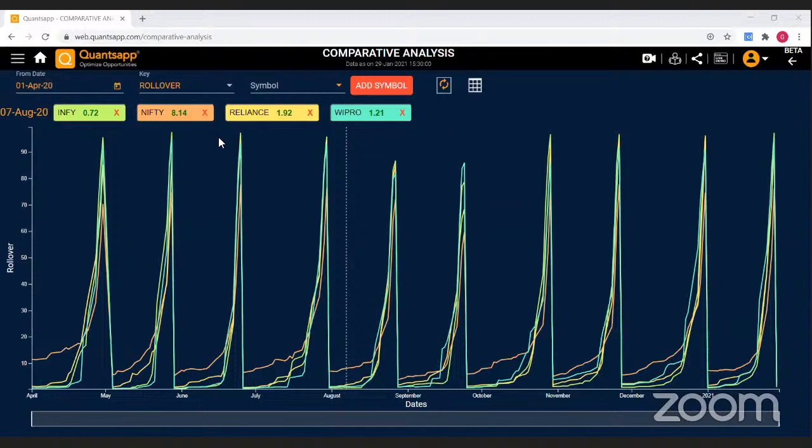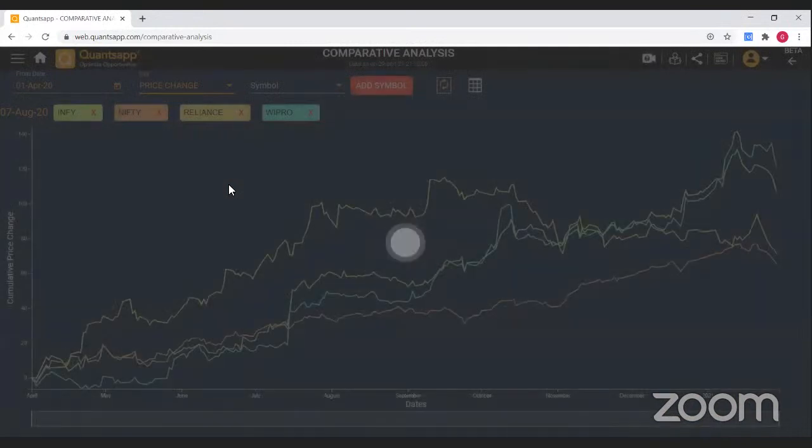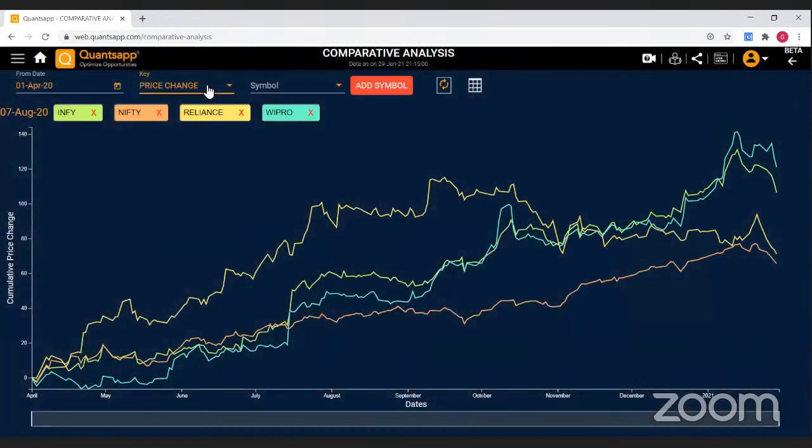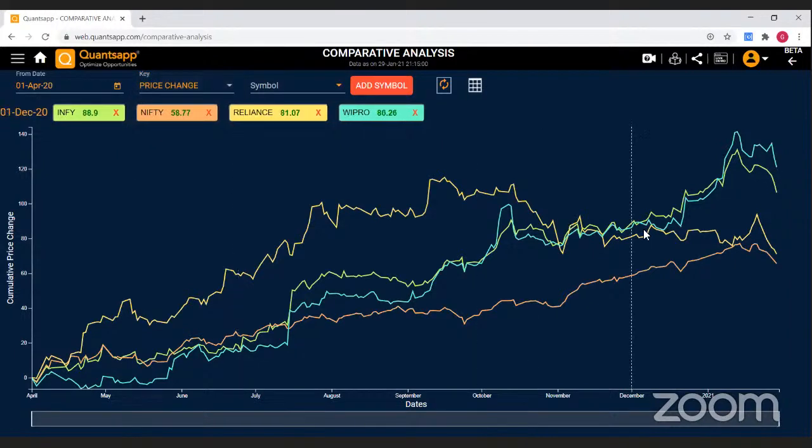So this was about the comparative analysis, looking at what we can do and how I can compare different stocks, looking into the rollover comparison, IV comparison, and OI comparison. So these are some points we have got here on how you can see the stock performance.